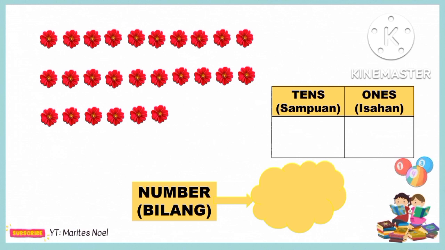Here is another example. In Filipino, narito ang isa pang halimbawa. I have here a set of flowers. In Filipino, mayroon akong grupo ng mga bulaklak. What we need to do first is to find out how many are tens in a group by counting from 1 up to 10. In Filipino, ang dapat nating gawin para malaman kung ilan ang 10 mayroon sa grupong ito ng mga bulaklak ay sa pamamagitan ng pagbilang mula 1 hanggang 10.